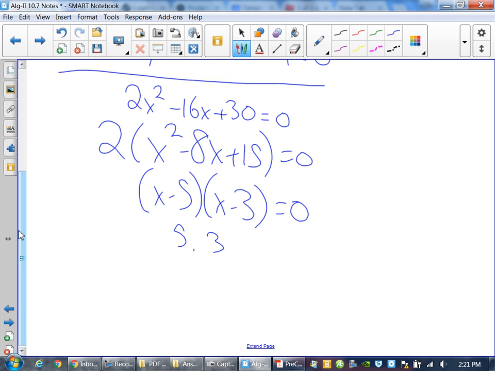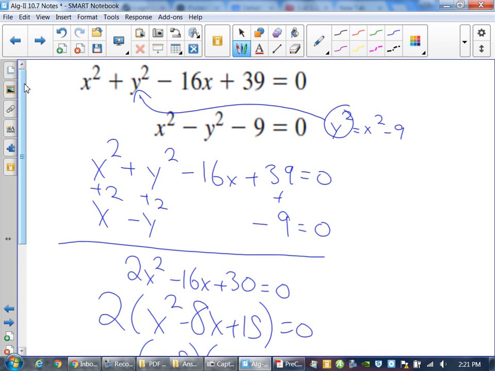All right. So now we have 5 and 3 for possible zeros. So here's what happens. Right now, we don't have an equation that is set up to get y by itself. So what we have to do is use the one we're given. Right now we have y squared is x squared minus 9. Are we okay with that?